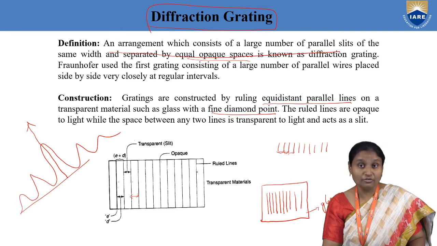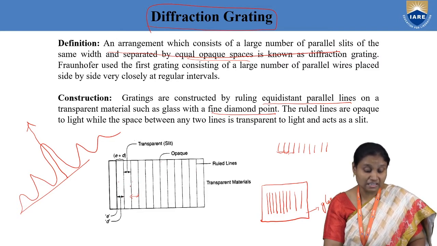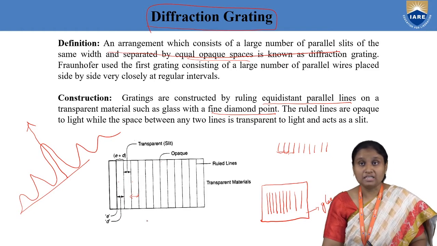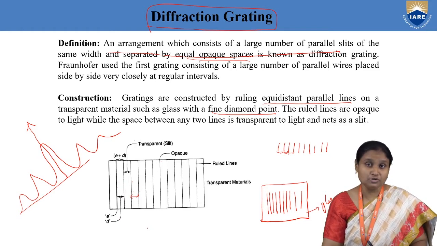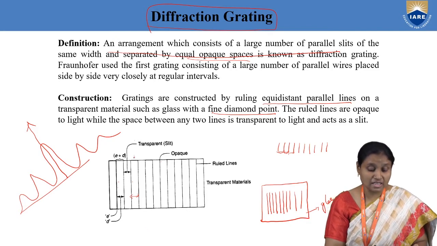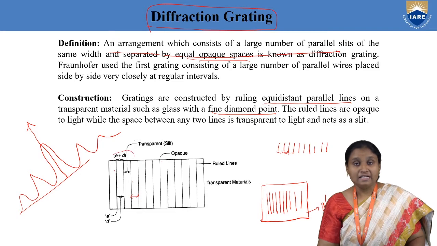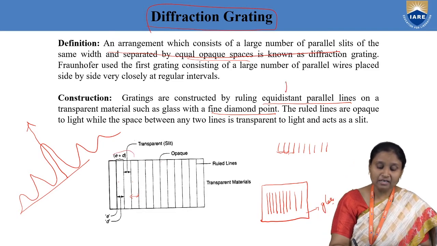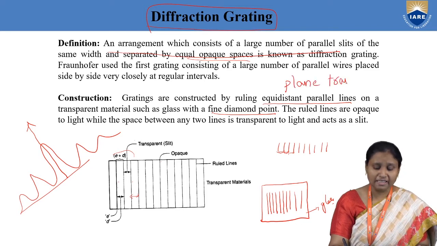And what is the width of the slit? The width of the slit is E. And what is D? D is the width of each opaque part. So here D is the width of each opaque part and E is the width of each slit, and E plus D is known as the grating element. And such a constructed grating is called a plane transmission grating.